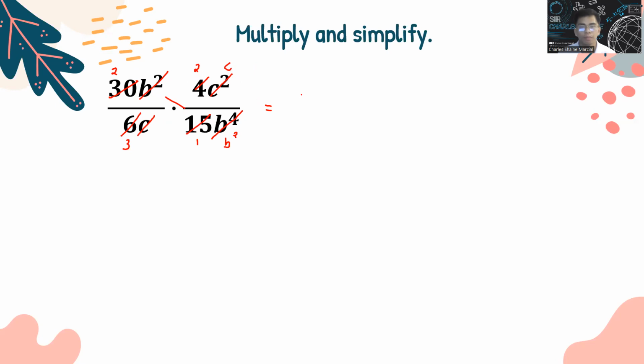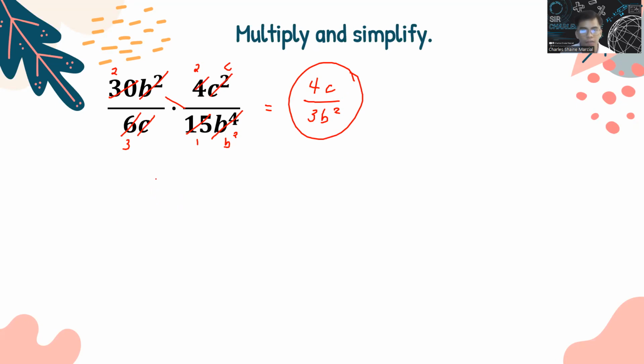Okay, next, multiply the remaining terms. 2 times 2 times C, that is equal to 4C. And sa denominator, we have 3 times B squared, we have 3B squared. Okay, so ganun lang po siya kadali.